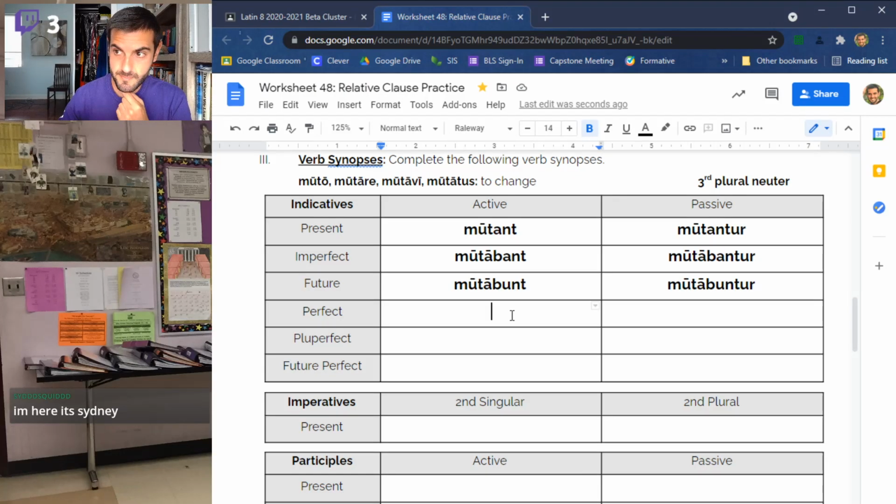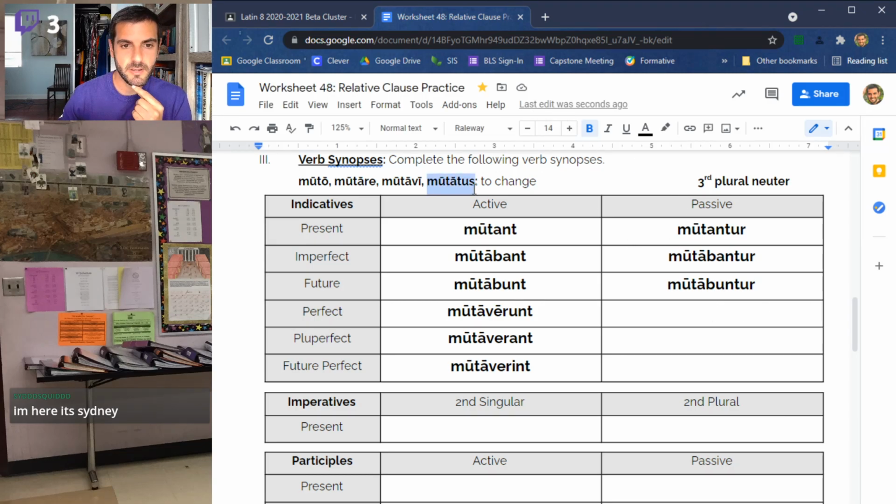Perfect active. Pause for effect. Perfect active. We use the third principal part. So mutaverunt. If you remember those forms, it's i, isti, it, imus, istis, erunt. Pluperfect mutaverant. Future perfect mutaverint. I know it's been a minute since we've done a verb synopsis, so I understand if you're a little rusty on these, but it's like riding a bike, kids. Comes back to you.